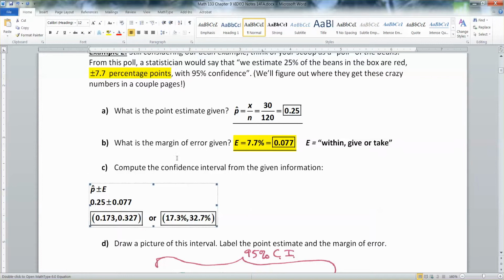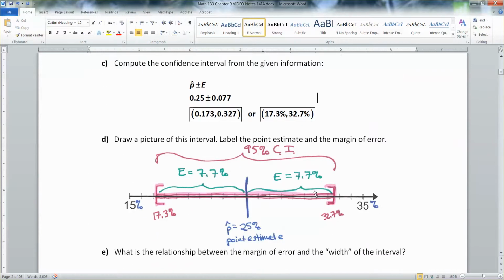All right, so now we want to draw a picture of what we just found. So I have a number line here, and I did all this in class, so bear with me here. The numbers are percentages, so it's 15% over here and 35% over here. Then you can count away. So 15, 16, 17, you have 17.3% right here. So I have that kind of bracket there. And then I shade all the way over to 32.7. There is my window. The center of that window is my point estimate, which is that blue line in the middle. That's p hat, which is at 25%. If you count 16, 17, 18, 19, 20, 21, 22, 23, 24, 25. There it is, 25% right in the middle. That is the center of your window.